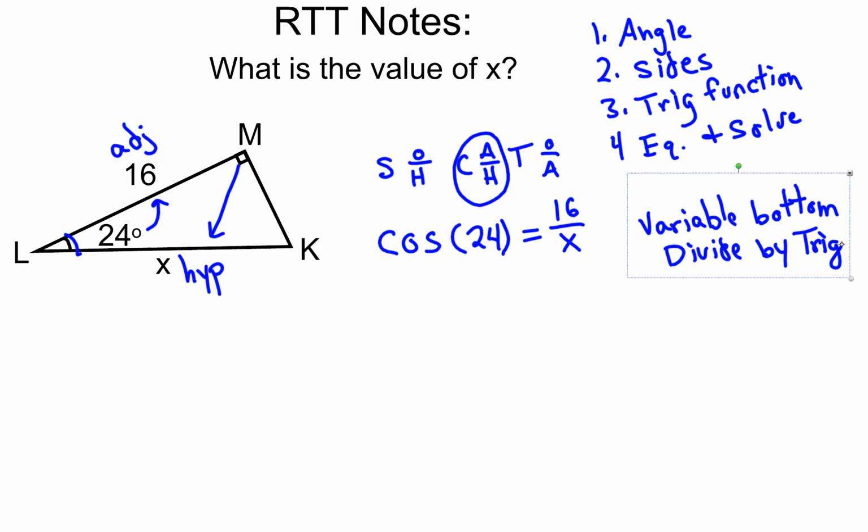So, divide by trig. That's all we gotta do. So basically what's happening is we're switching the cosine of 24 with the x. They're switching places. So we're gonna get x is equal to 16 divided by the cosine of 24. So you want to make sure you're not just dividing by 24, but you're dividing by the cosine of 24. That's very important.